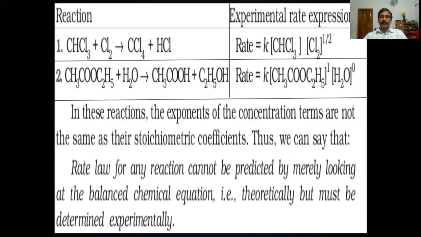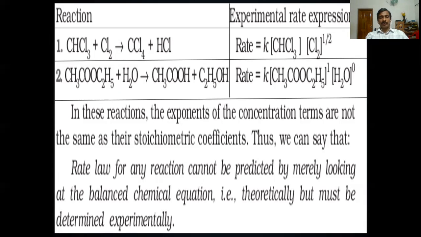Rate is equal to k into the concentration of CHCl3 raised to 1 into the concentration of Cl2 raised to 1 by 2. So here the power of the concentration term of CHCl3 is 1 and its stoichiometric coefficient in the equation is also 1. But the power of the concentration term of chlorine is half, while its stoichiometric coefficient is 1. So the stoichiometric coefficient is different from the power for chlorine, but for CHCl3 the stoichiometric coefficient and the power are the same.